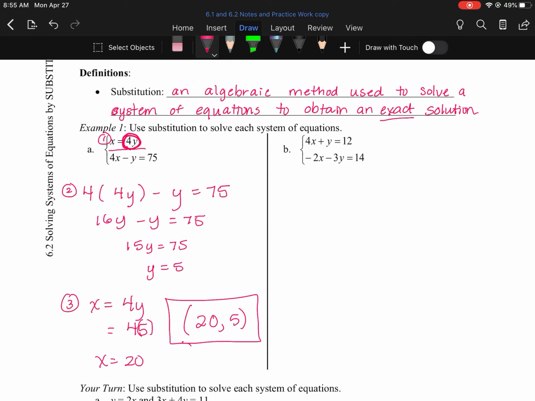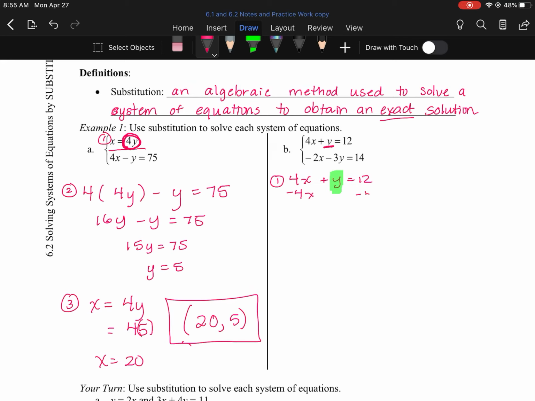All right, so now our second example. If we look at this one, I don't have just x equals something or y equals something. But what I do notice, and this is what you need to look for, is look at all of your variables. Look for the variable that does not have a coefficient with it. The one that does not have a coefficient is that y in the top equation. So I'm going to write my top equation down and solve it for the easiest variable. You pick the easiest equation and the easiest variable to solve for. In this case, the easiest variable to solve for is y.